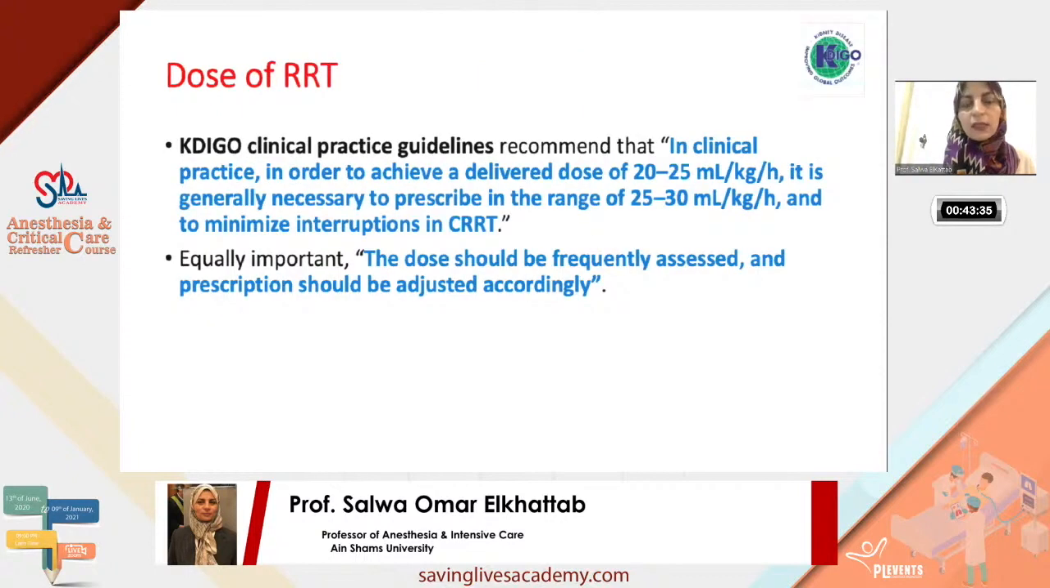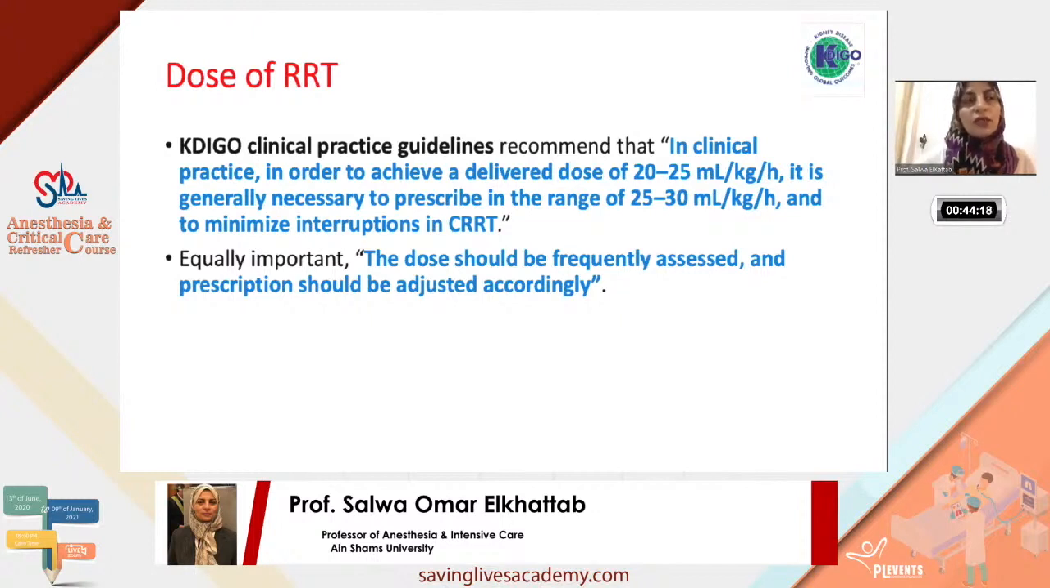Our guidelines state that in clinical practice, to achieve a delivered dose of 20 to 25 ml per kg per hour, we have to set the rate at around 25 to 30. Actually, this is speaking about continuous renal replacement therapy. It is supposed to be continuous over 24 hours, but in real life it is many times interrupted. The patient can go for CT, might be sent to the OR for some surgical intervention, or for any procedure. So there may be many interruptions of the continuous renal replacement therapy.